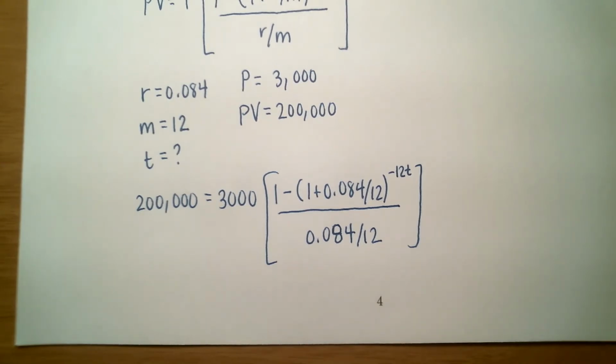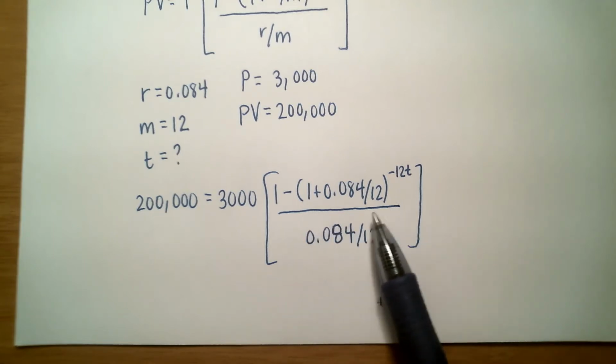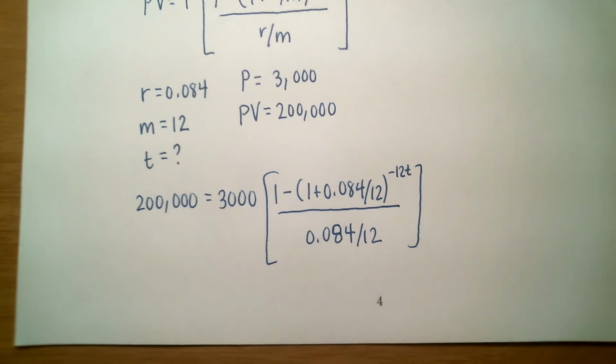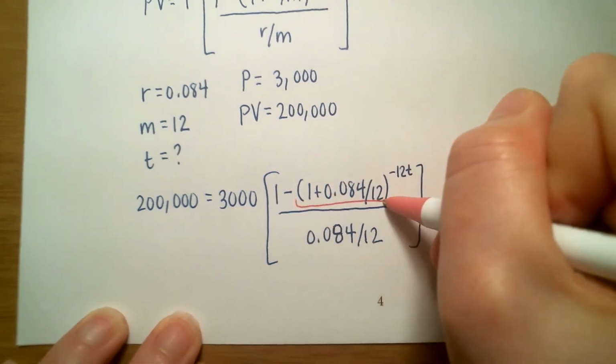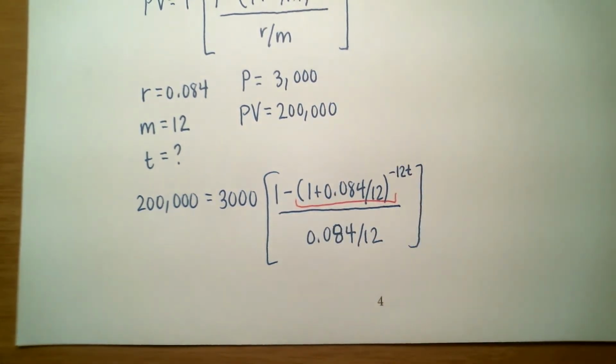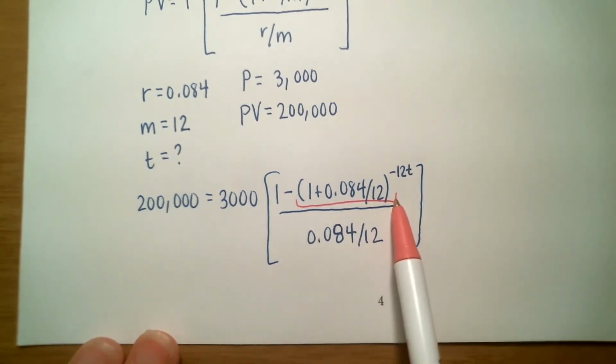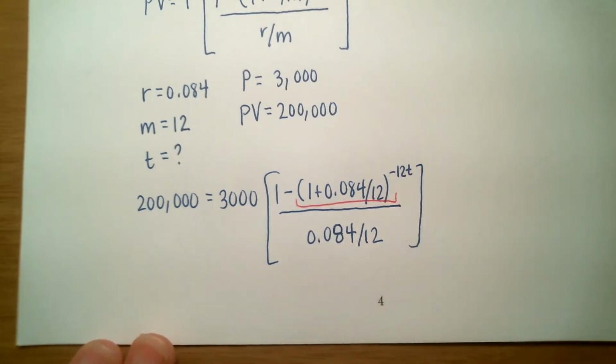This is probably going to be our first instance of solving this formula for time. It's a little bit tricky because you've got a negative exponent here. But again, our whole goal is to isolate the quantity that has the t. Since t is in the exponent, you're going to have to use a logarithm at some point. But first, we need to isolate this quantity in parentheses because it contains the t.